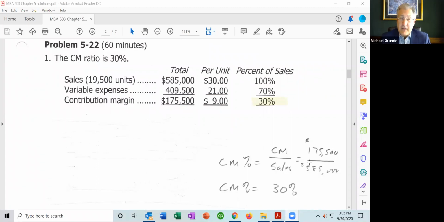But here's some other information that's important, right? On a per unit basis, they told you the selling price was $30 a unit in the problem, but they did not tell you the variable expense per unit. But you can calculate it by taking the total variable expenses divided by the number of units sold, come up with $21. And therefore, the contribution margin per unit is $9. And on the right-hand side, you can see on a percentage basis, the sales number is always 100%. The variable expenses, $21 divided by 30 is 70%. Contribution margin ratio is $9 divided by $30 is 30%.